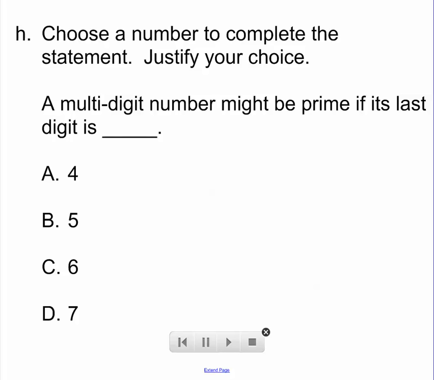Choose a number to complete the statement and justify your choice. A multi-digit number might be prime if its last digit is blank. Well, if its last digit is 4, that would mean it's divisible by 2, so it wouldn't be prime. If its last digit is 5, that would mean it's divisible by 5, so it wouldn't be prime. If its last digit is 6, that's an even digit, so it would be divisible by 2, so that wouldn't be prime. 7. Yeah, not all numbers that end in 7 are prime, but it's got at least a possibility that it might be prime, so there we go. Choice D.